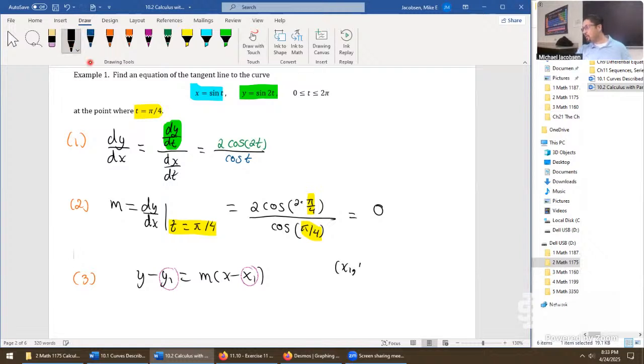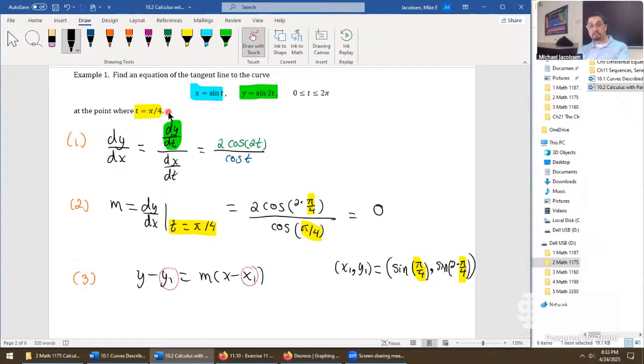We do x1, y1 equals, the x coordinate is sine t, so we go sine the value of t that we're using, because the tangent line is at pi over 4, has to be pi over 4 here as well. Then for the y1 coordinate, it's sine 2t. So 2 times pi over 4. We'll use yellow highlighting to show where the parameter is going, coming from that initial description. And it's something new and kind of annoying we have to watch out for.